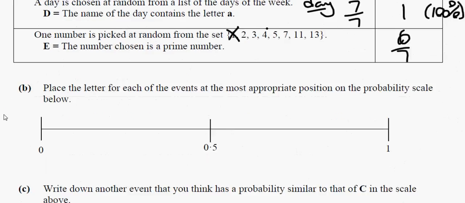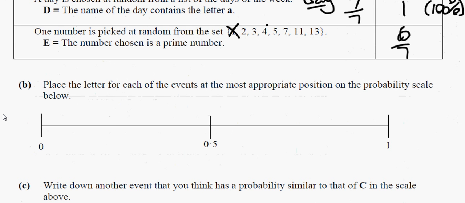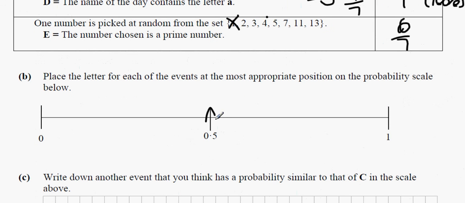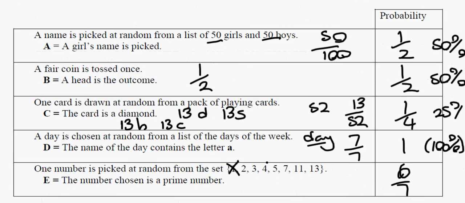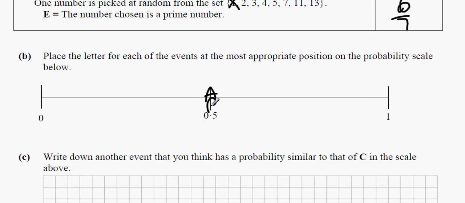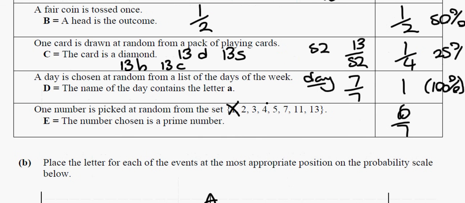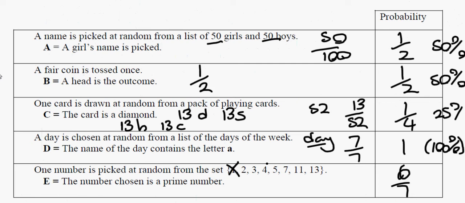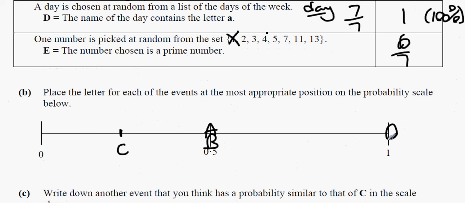Place the letter of the events on the most appropriate position in each scale, right? So A is 50%, which is 0.5. B is also 50%, which is 0.5. C is 25%, which means it will go dead center between the two of them at 0.25. D is 100%, which would be here. And E is 6 over 7. So 6 over 7 is roughly 86%, so it will be somewhere up here, E. Okay, it'll be over halfway, so that's E there.